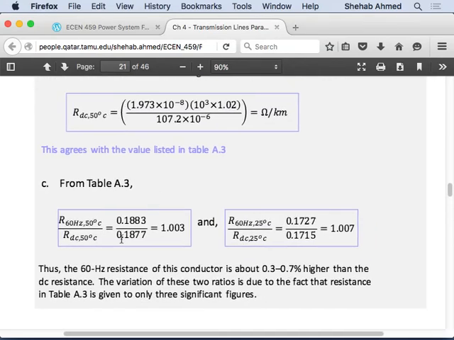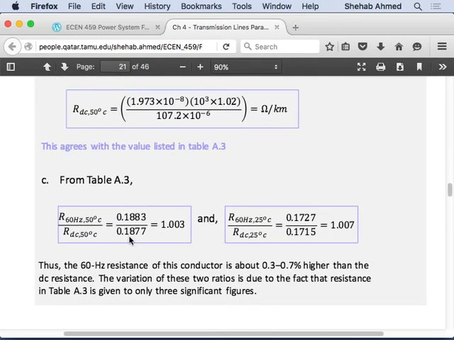So they just extracted the information from the table and did the ratios. For the DC resistance, they did it at 50 degrees Celsius and 25 degrees. Appendix A3 gives you the data at 25 degrees Celsius and 50 degrees Celsius. So they did it at both, and here you see the percentage increases between 0.3 and 0.7 for 25 and 50 degrees Celsius. So any questions on calculation of resistance?